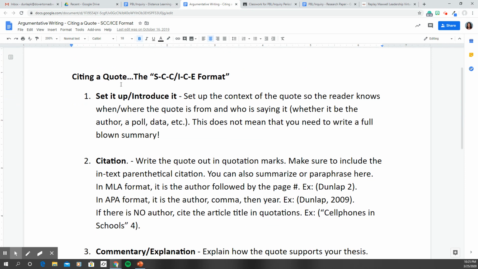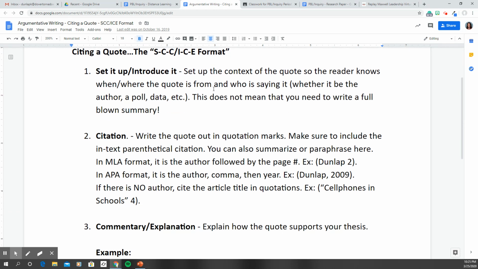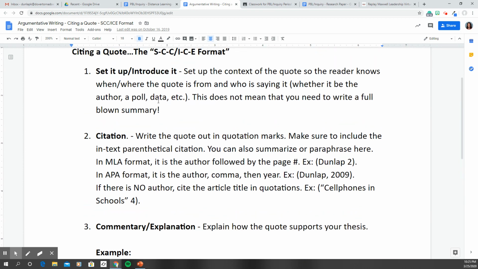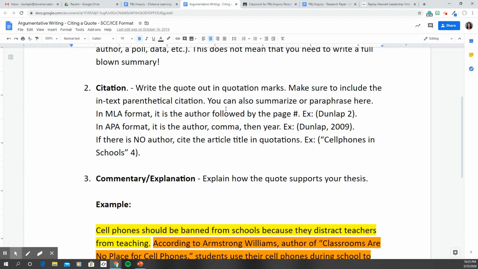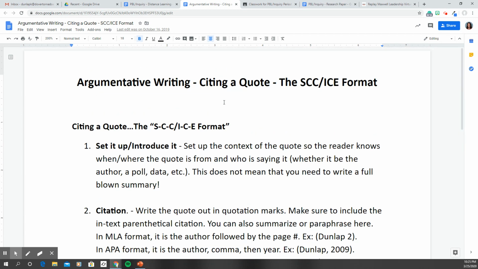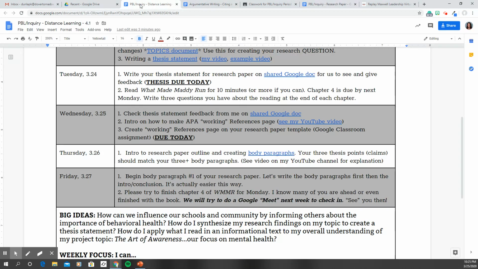So we're going to talk about the SCC, or some teachers call it ICE format, of setting up a quote, citing it, and explaining it, okay? Or setting up your idea and backing up your claim with your quote and your commentary on that, okay? So that is there for you. If you need extra help, I'll leave that up. And then, like I said, we're going to work on starting your first body paragraph, okay?